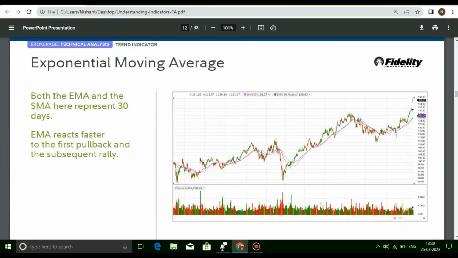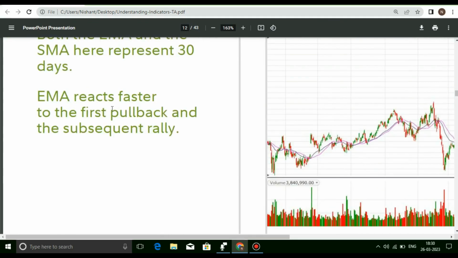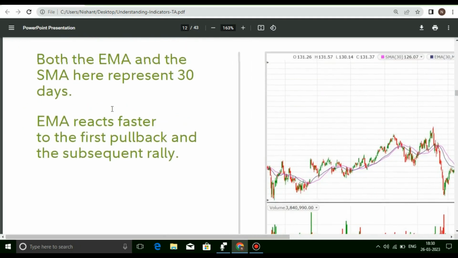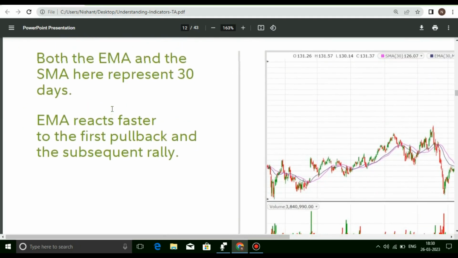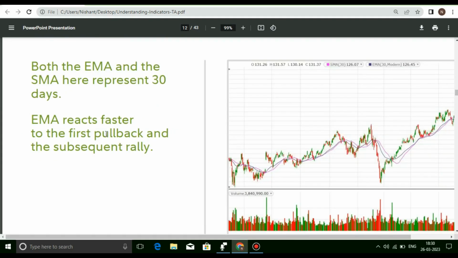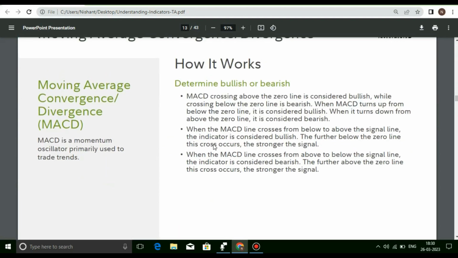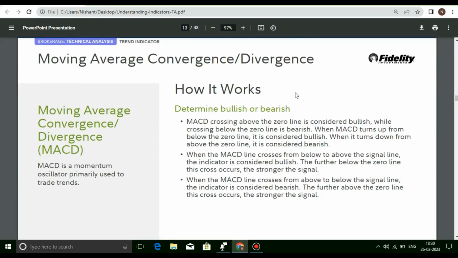Like in the PDF also, it is written that both EMA and SMA are present for 30 days, and EMA, the exponential moving average, reacts faster than the simple moving average, as I've already told you, and the subsequent rally begins. Let's check out the next indicator, which is the moving average convergence divergence.